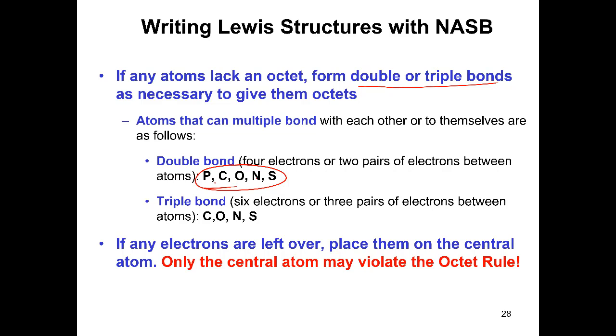To form triple bonds, it has to be C-O-N-S, a CON. Okay, so carbon, oxygen, nitrogen, or sulfur. So double bonds: phosphorus, carbon, oxygen, nitrogen, sulfur. Triple bonds: carbon, oxygen, nitrogen, sulfur. If any electrons are left over, you can place them on that central atom after you've done all the double bonding or whatever is allowed, because you can violate the octet rule with the central atom.